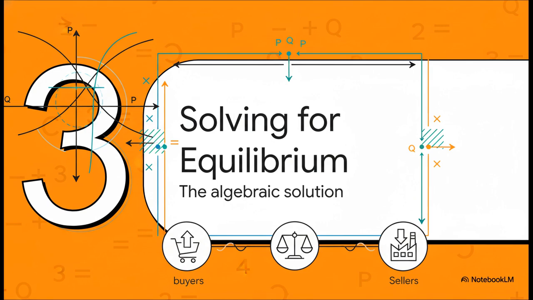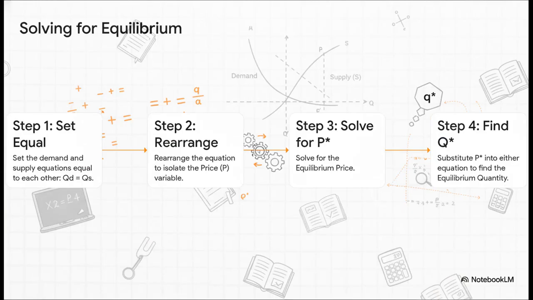All right, we have our two main characters, the demand function for buyers and the supply function for sellers. So how do we find that one single price where they both agree? Let's walk through the algebra, step by step. It's easier than it looks. This is basically our four-step playbook. It's a simple recipe that works every single time.